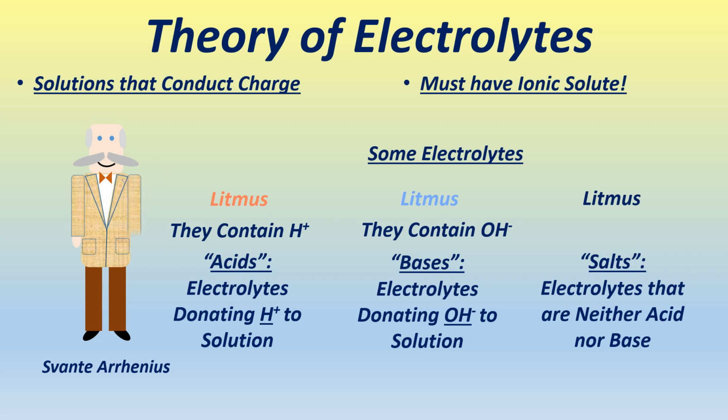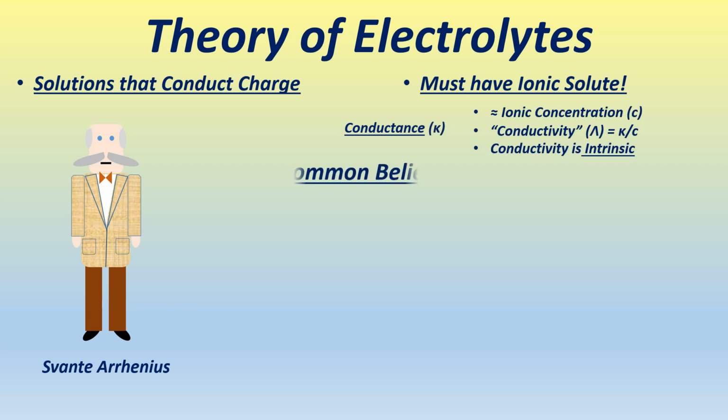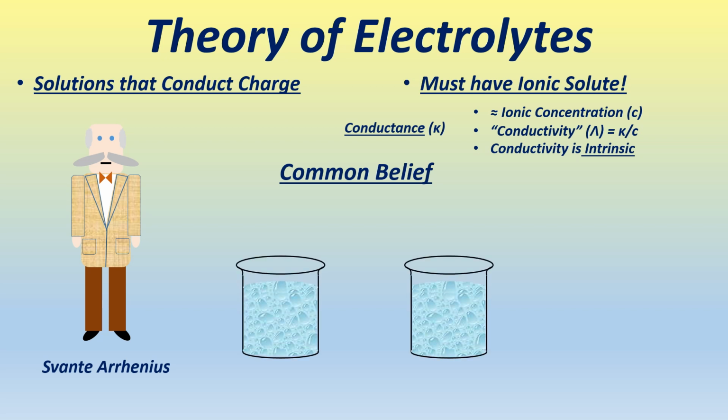Going further, Arrhenius also started to look at solubility. He did this by investigating something called conductivity. The conductivity of a material, or the conductance, measures how much charge that material can carry. Essentially, it's related to the concentration of the solution, and the conductivity of any given solution is intrinsic. So, the common belief was that some electrolytes very simply dissolved completely in water and were completely soluble, while other electrolytes would simply not dissolve in water and were insoluble.